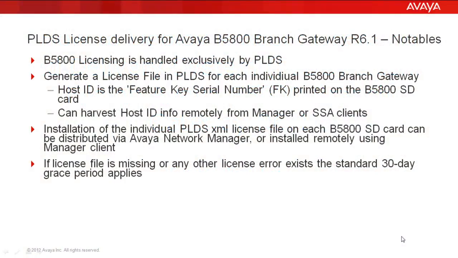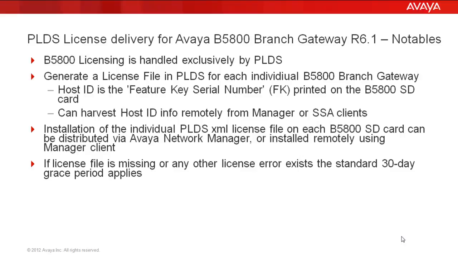Before we get started with the configuration aspects, let's first cover a few notables. B5800 is licensed exclusively through PLDS, and in Release 6.1, a unique license file is created for each individual B5800 branch gateway, and it's based off the host ID of the system. The B5800 host ID is based on the feature key serial number printed on the B5800 secure digital card.